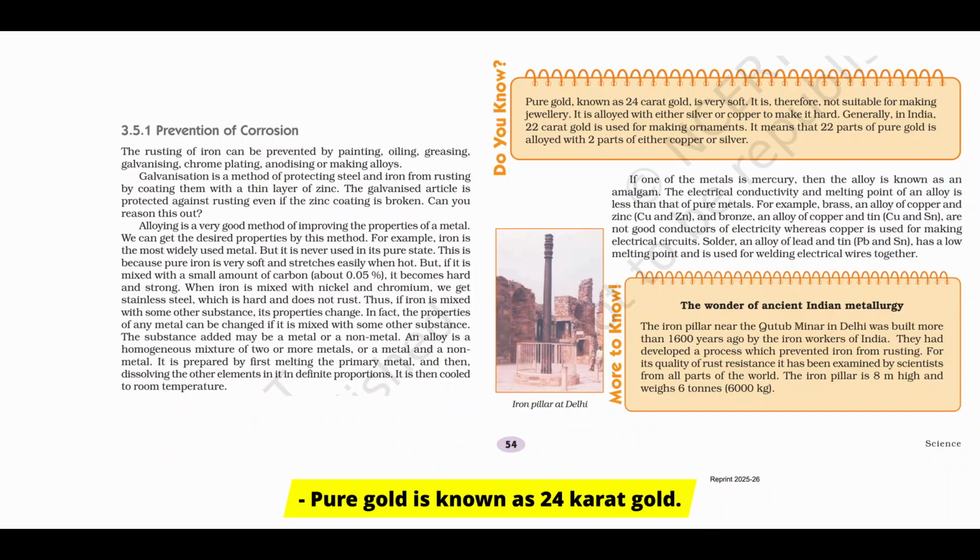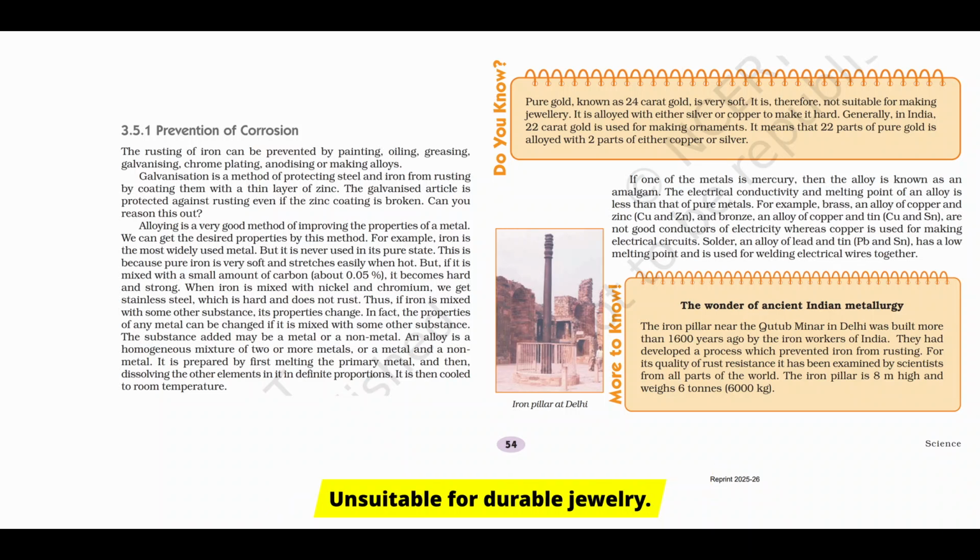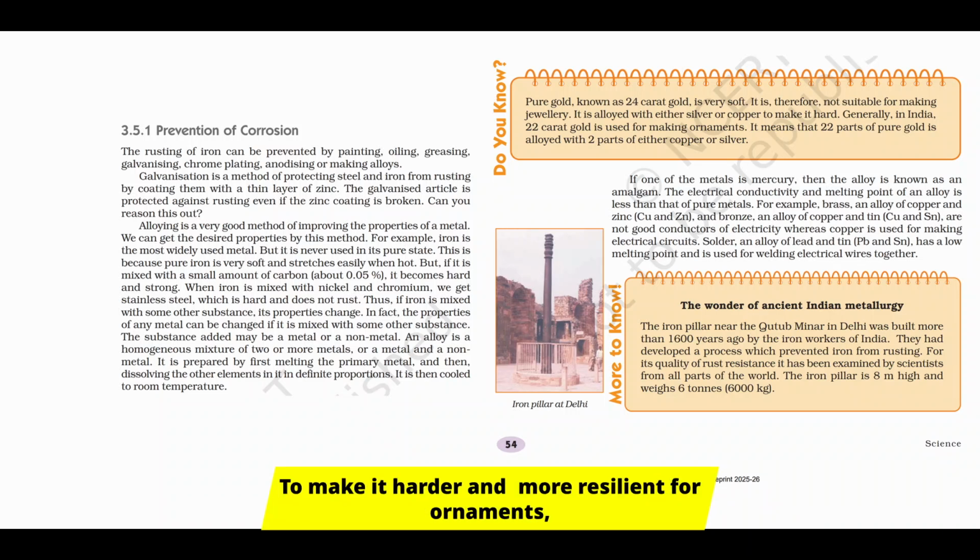Pure gold is known as 24-karat gold. But as we mentioned, it's very soft and malleable, almost like butter. Unsuitable for durable jewelry. To make it harder and more resilient for ornaments, it's alloyed with other metals, usually copper or silver.